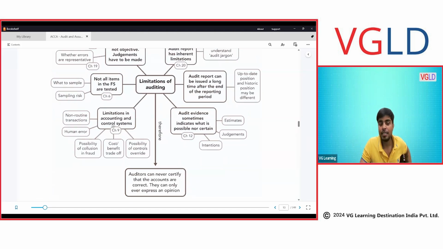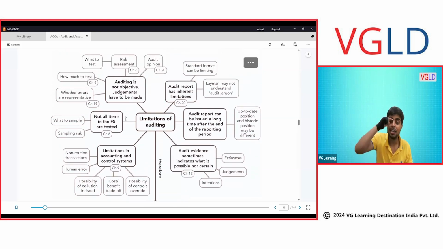Limitations of audit, limitations of control. They can be non-routine transactions, human error, possibilities of collusion among employees, and cost-benefit analysis. We will be discussing them in detail in chapter number 9. Don't worry. And not all financial items are tested, there is no 100% sample. So you can see that chapter numbers are mentioned because we will be discussing them. These are some of the topics of audit which we will discuss in the upcoming chapters. So if you don't get it, don't worry, we will be covering them.